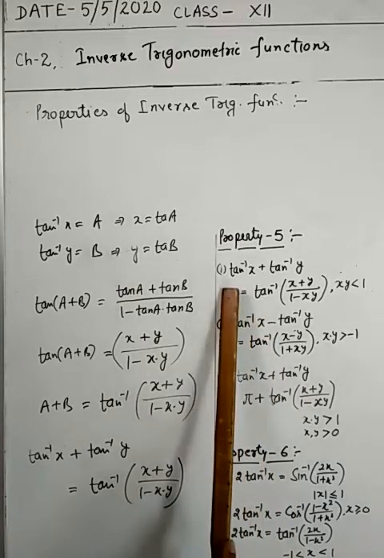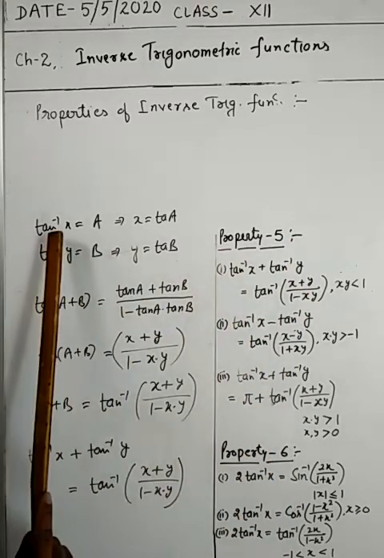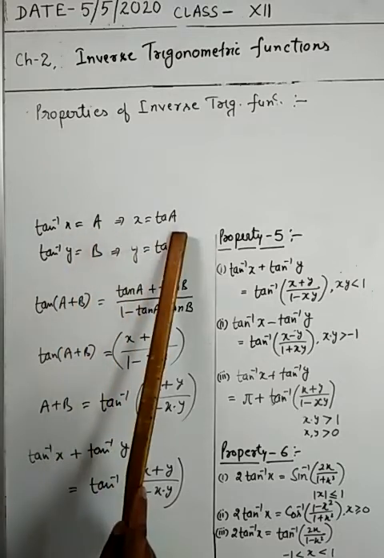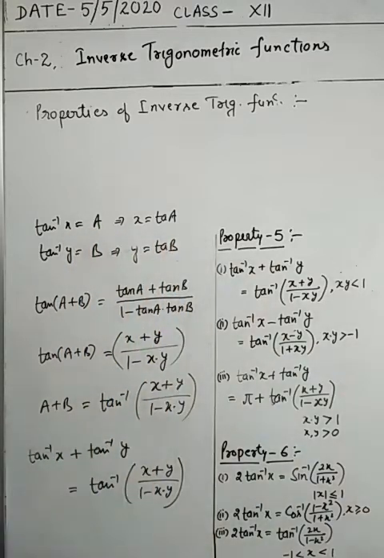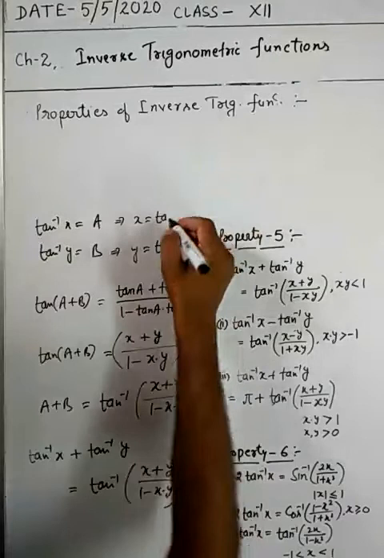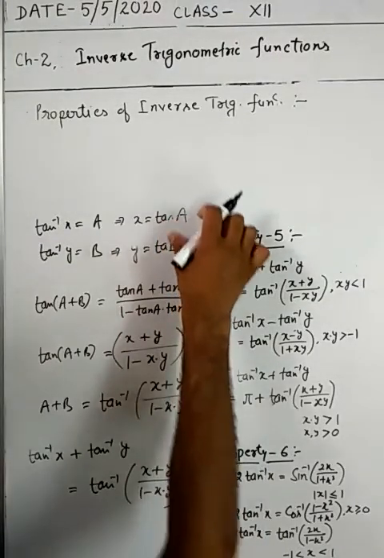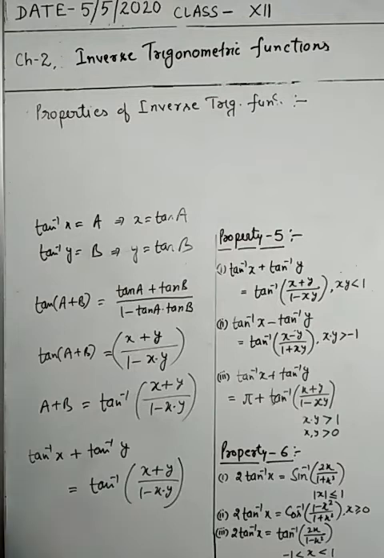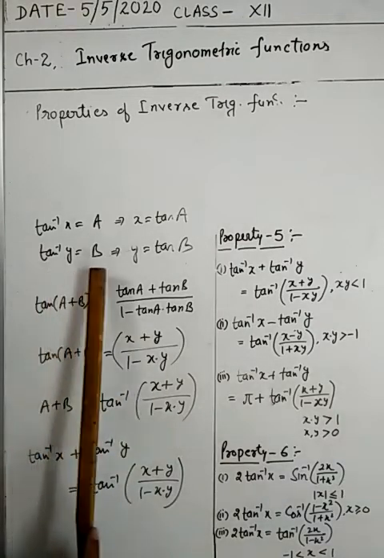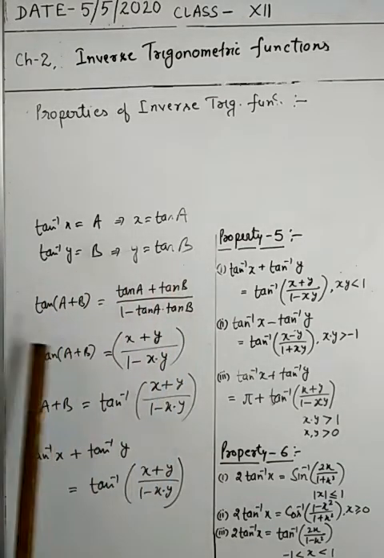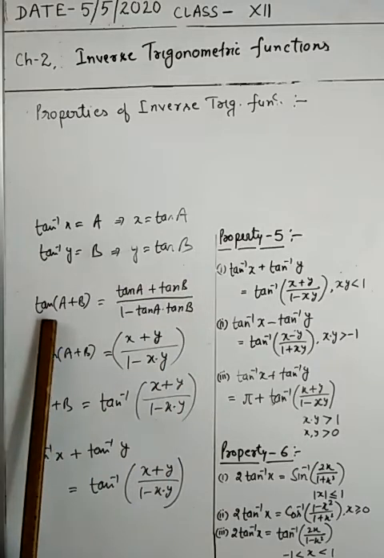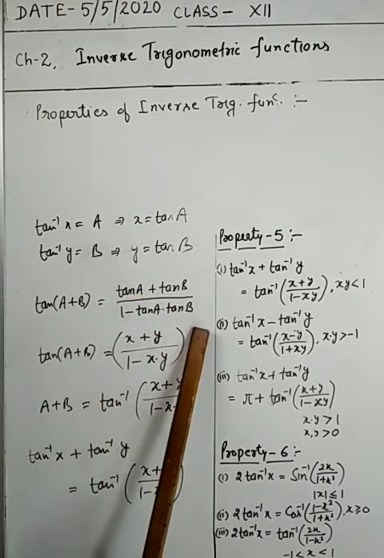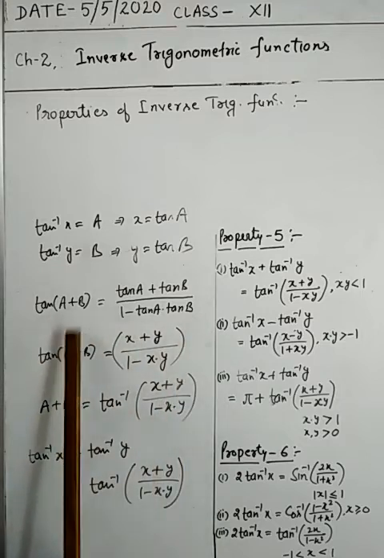Now the first part of property 5. Let tan inverse x equal to a. This implies x equals tan a. Now tan inverse y equal to b, so y equals tan b. We know the trigonometric identity, tan of a plus b equals tan a plus tan b upon 1 minus tan a into tan b. So this remains the same.